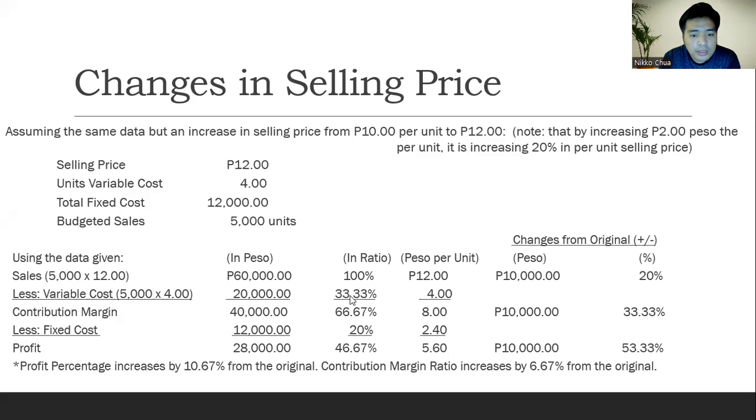So, kanina may mali lang po sa ating ratio. That is 100% minus 33.33% is equals to 66.67% for the contribution margin, then 20% for the fixed cost, and profit natin is 46.67 percent. So here, nag-increase po tayo ng 20% sa sales, sa contribution margin, that is 33.33%, and sa fixed cost naman, sa profit rather is 53.33%.